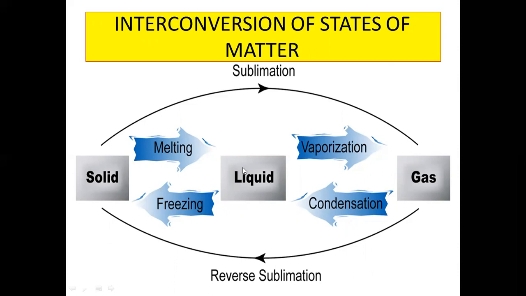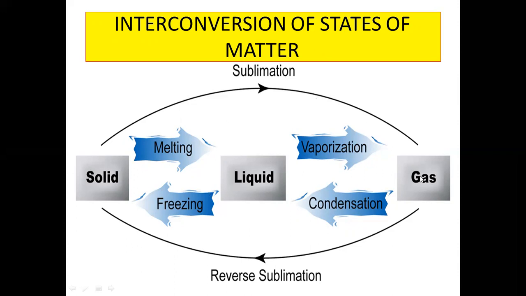And the constant temperature at which the liquid boils is called the boiling point. And as you cool the gas, it can change into liquid, which is called condensation. So when the gas is cooled, it changes into liquid, that is called condensation. And I can convert solid to gas directly without going into the liquid state, so it is called sublimation.